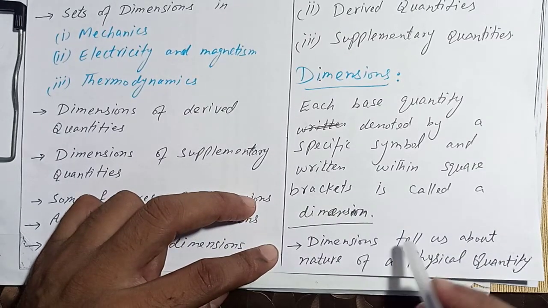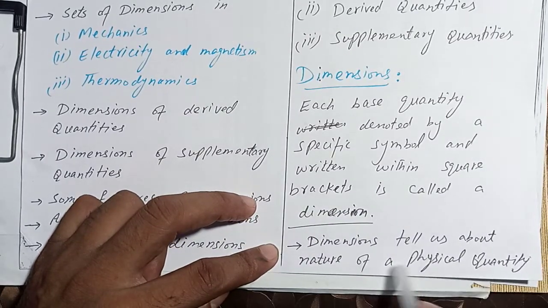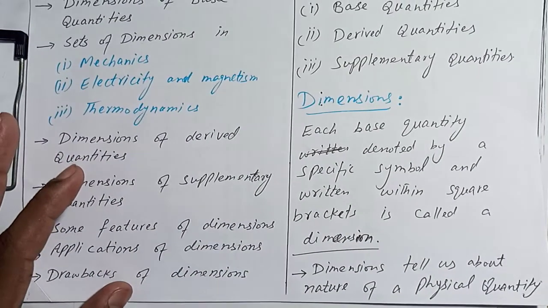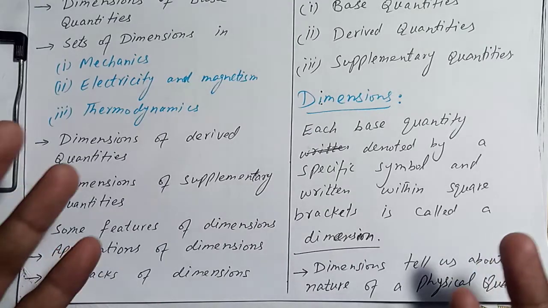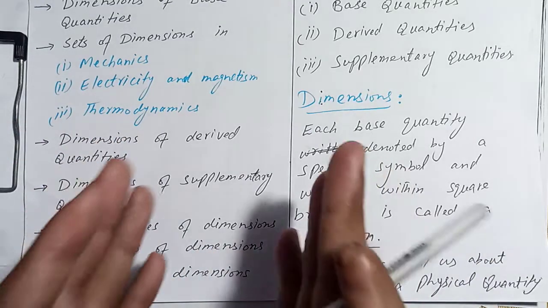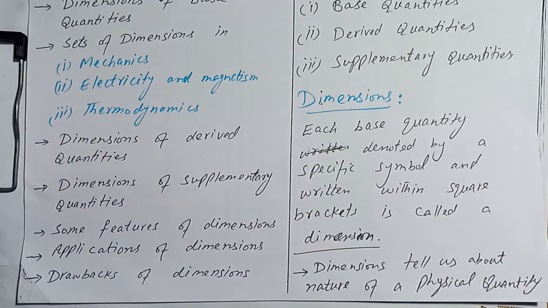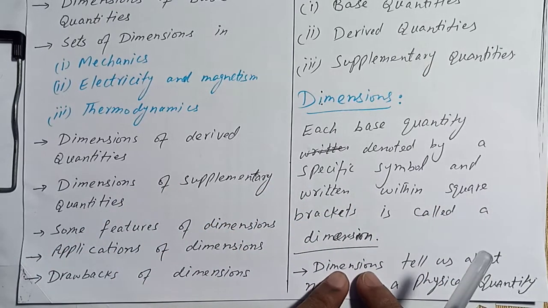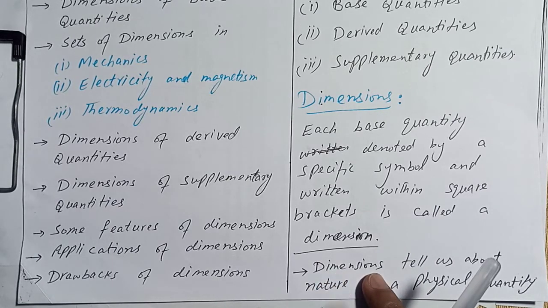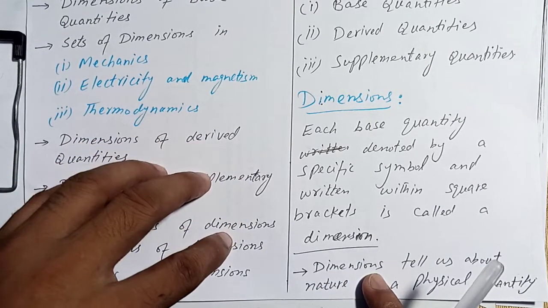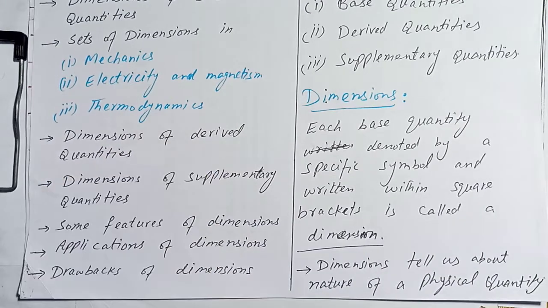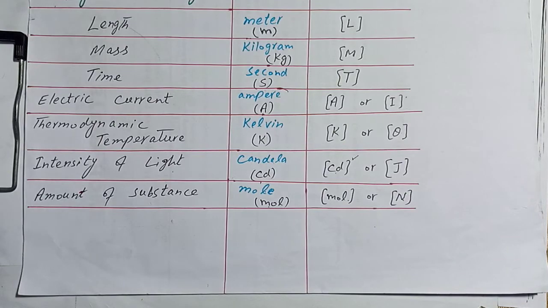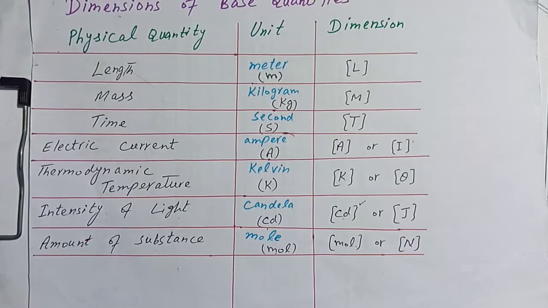And dimensions tell us about the nature of a physical quantity. As we know that every physical quantity has its own meaning. Every physical quantity has a different meaning, a different sense, different nature. So with the help of dimensions, we can know about the nature of a physical quantity. So this is the set of dimensions of base quantities.